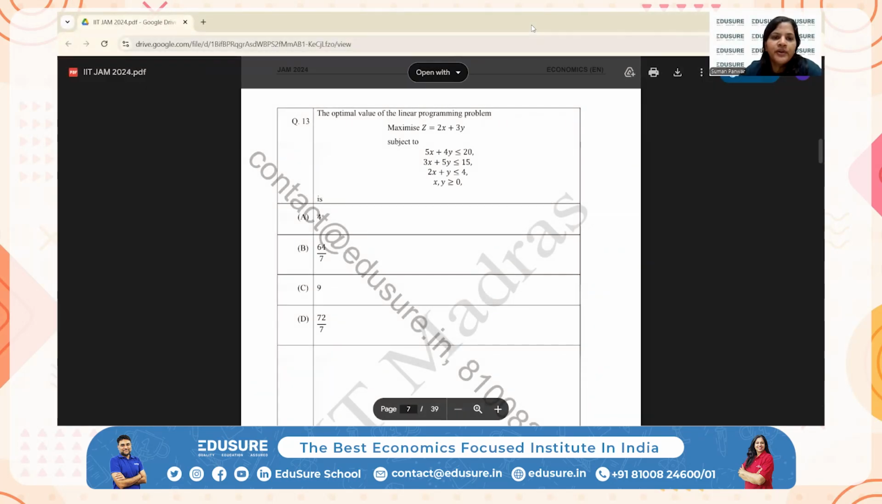IIT JAM 2024, question number 13. We have to find out the optimal value of the linear programming problem. Maximize z equals 2x plus 3y subject to these 3 inequalities and these non-negative constraints. So our first task is to draw the feasible region. We will be drawing these 3 inequalities, and the feasible region will be the region that these inequalities together will satisfy.